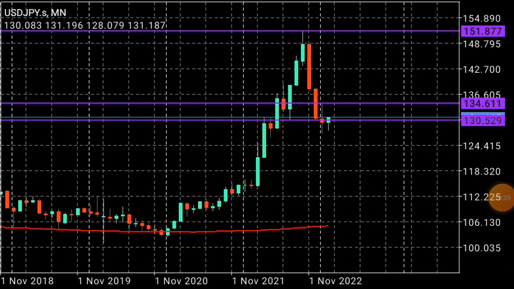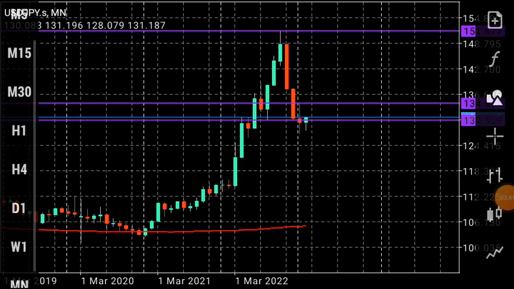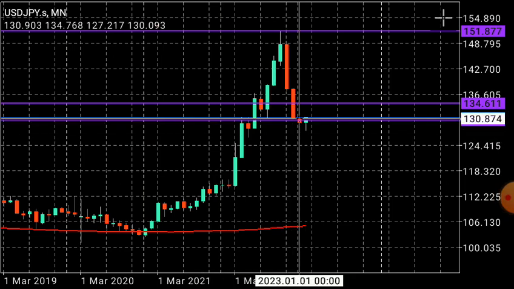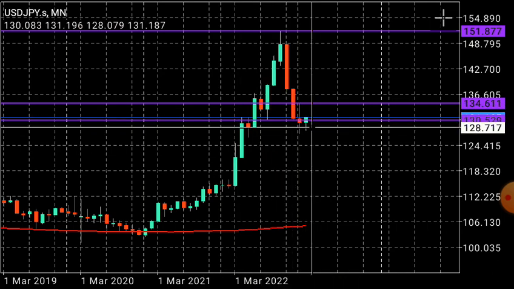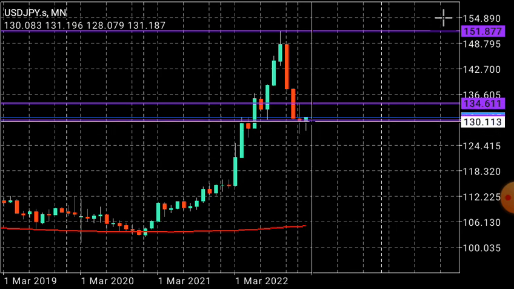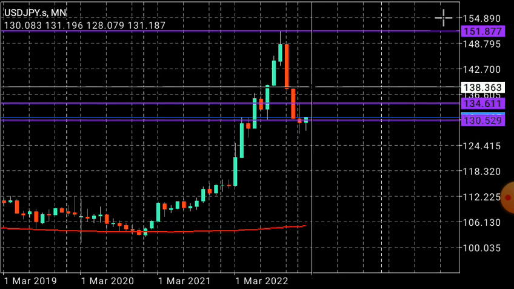Looking at the USDJPY on the monthly standpoint, the previous month closed with a pin bar. I can see a pin bar here, closed below the support. Currently, the current month, February, is bullish, meaning we might have a bullish month continuing.